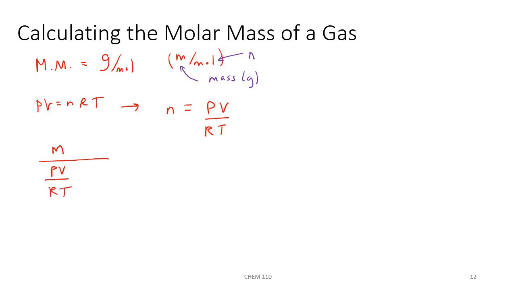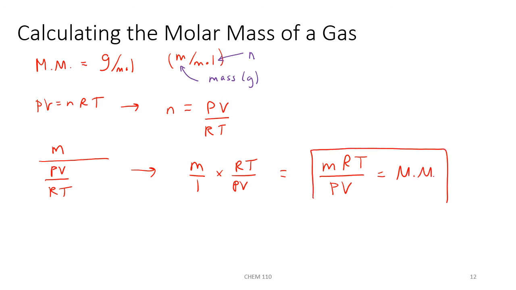And to simplify this fraction, we can think about writing it as m over 1 times RT over P times V. So therefore, the molar mass will be equal to the mass times the gas law constant times the temperature divided by the pressure times the volume. You could calculate the number of moles separately if you wanted to, and then divide those number of moles by the grams, but this is just a simplified equation that combines the two concepts, the ideal gas law with molar mass.